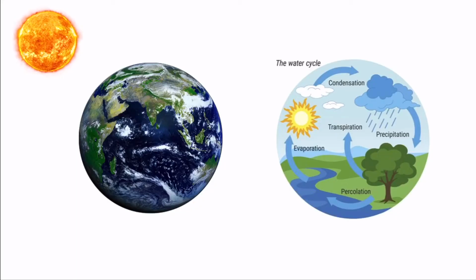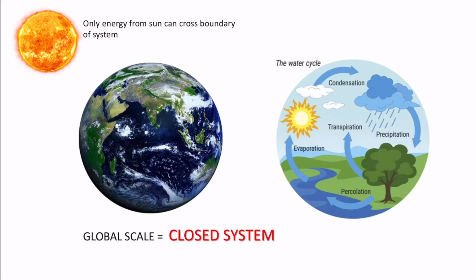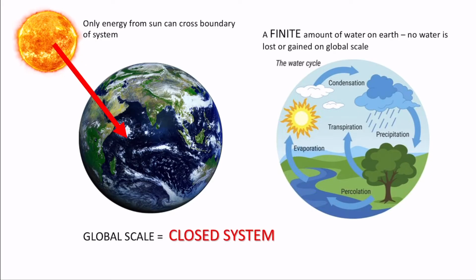and closed systems. So just to look at a global scale again, remind ourselves what we learned before. The Earth is a closed system in terms of water. That means energy can cross the boundary of the system, but essentially there's a finite amount of water on Earth. No water is lost from Earth or gained from Earth. So we have a closed system.